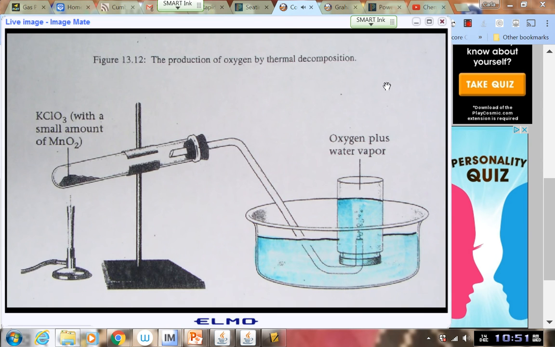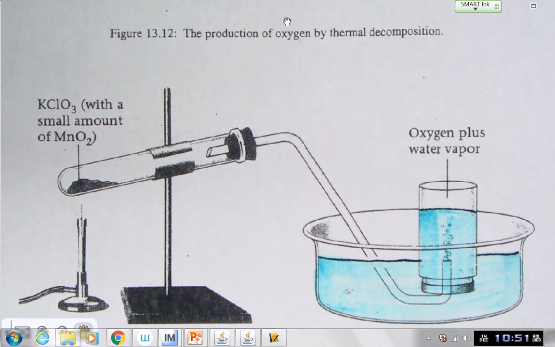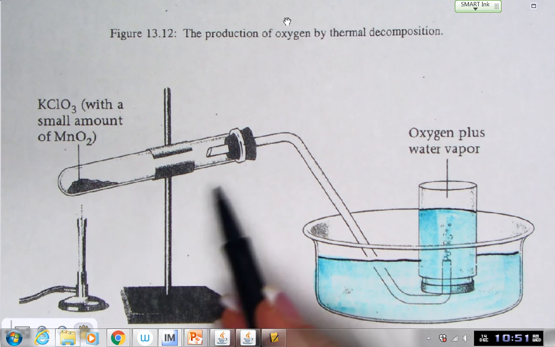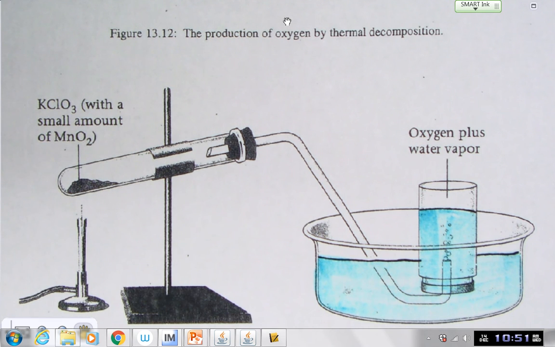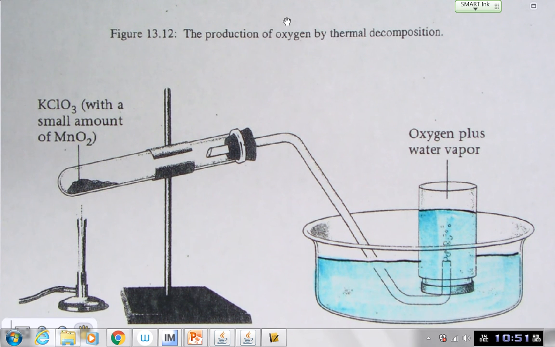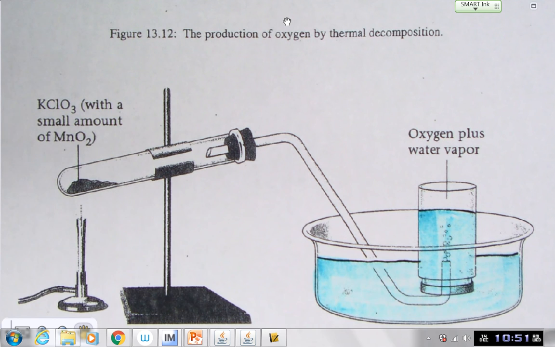Okay, so what we just watched was showing you how we would collect the gas by water displacement. This is the handout that I've given each of you, and if you take a look, this is the same setup that we had in the previous animation. So let's look at how Dalton's law can be applied to this. We're collecting oxygen gas.